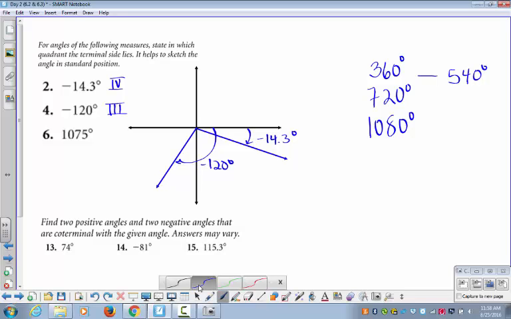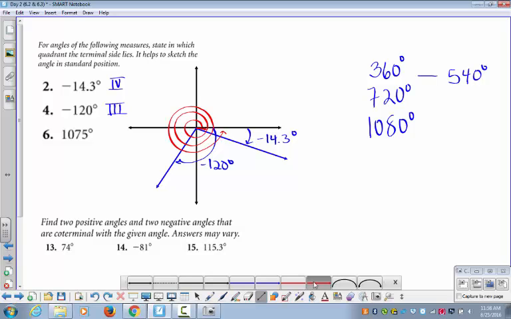So when we look at this number, we're rotating counterclockwise because it's positive. So when we go around, there's 360. There's 720. Now 1080 would take us all the way around again, but we're going to stop just shy of 1080. So our terminal ray would be right there. And what quadrant's that in? 4. Yeah.